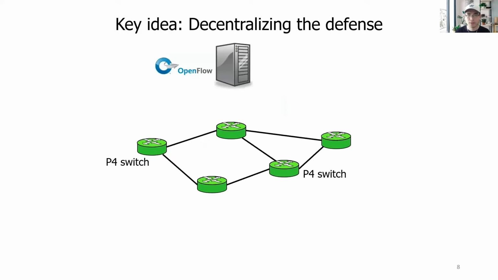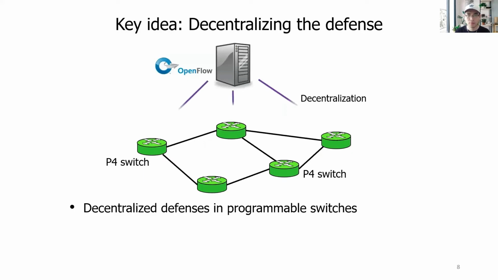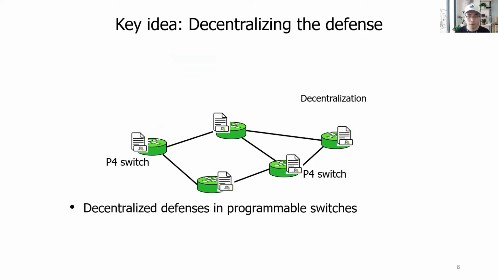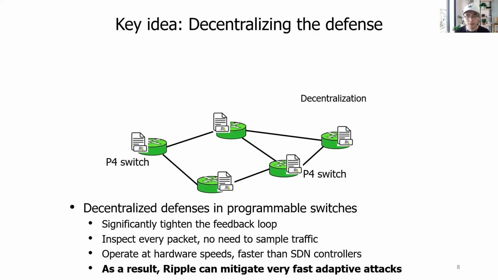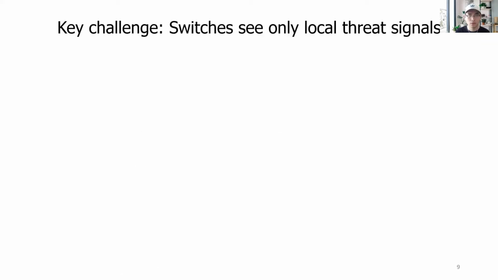Our key idea is to decentralize the defense into programmable switches. By doing this, we can significantly tighten the feedback loop, and we can do packet inspection directly in the switch without sampling traffic to a central controller. Finally, our defense can operate at hardware speed, which is much faster than SDN controllers. As a result, Repo can mitigate very fast adaptive attacks.